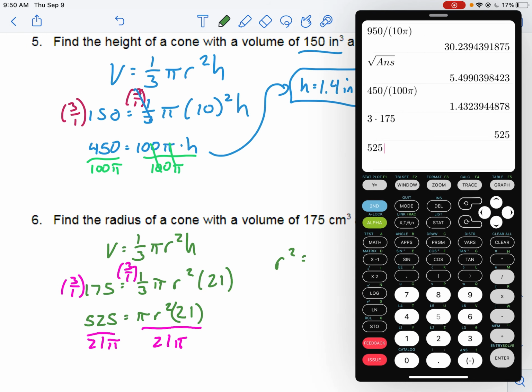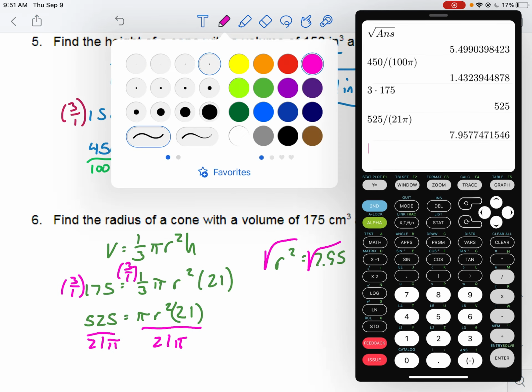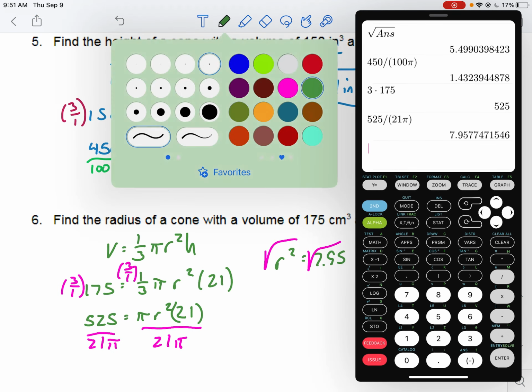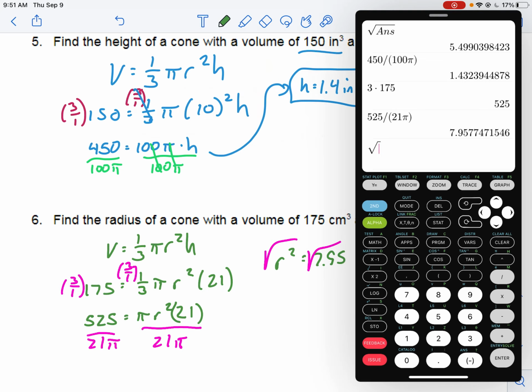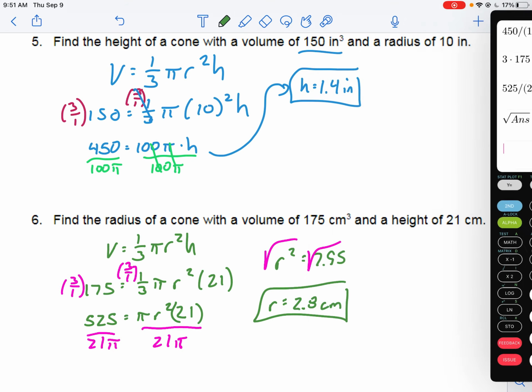So 525 divided by parentheses 21 pi, 7.95. And now one more step, take the square root, and I'm done. Second square root, 2.8. And that's centimeters. All right, we're going to do one more together.